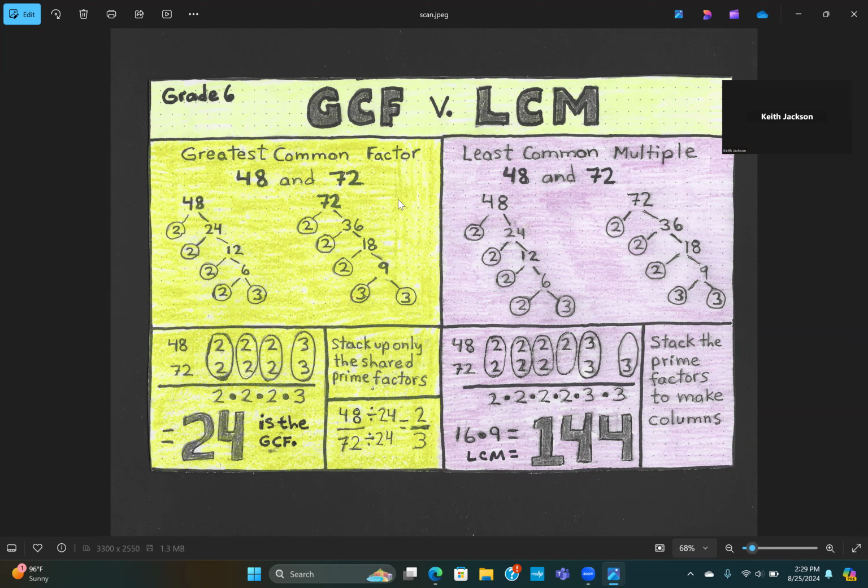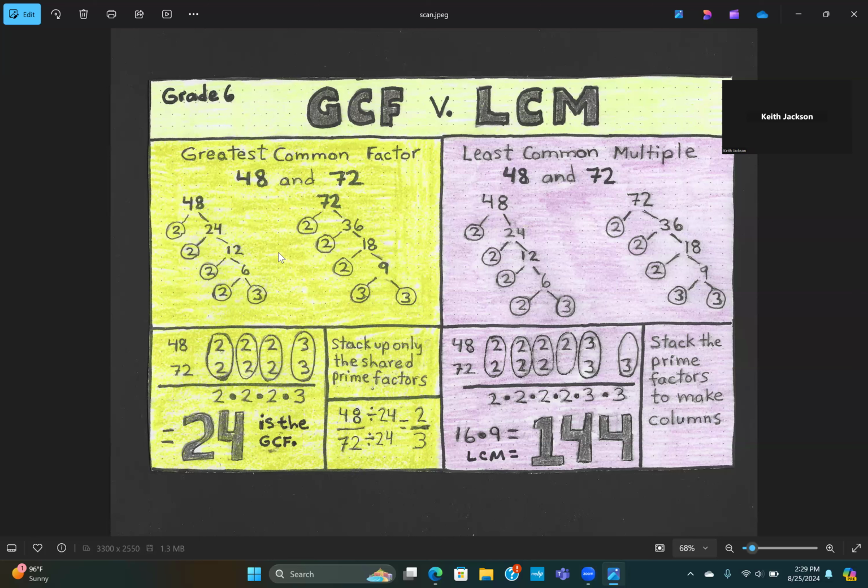What we mean by finding the greatest common factor is: what is the highest number that 48 and 72 can be divided by? And we're going to find that out. We're going to find out why it is 24. And we're going to do this by finding the prime factorization of both 48 and 72.